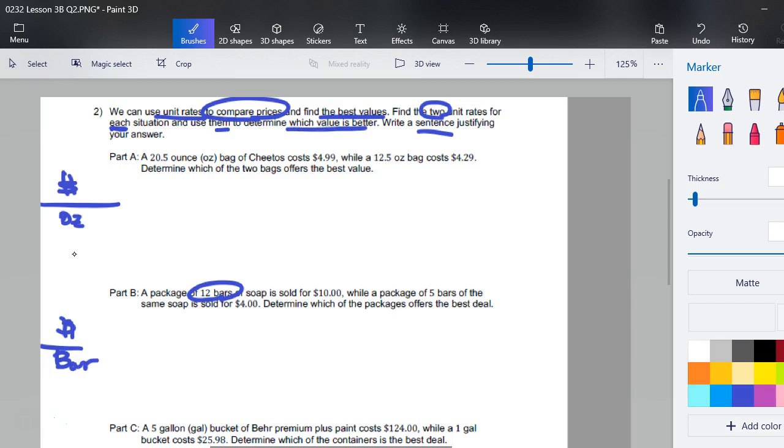If you haven't already stopped to do all 3 parts by yourself first, go ahead and hit pause, do parts A, B, and C, and then come back together. So looking at part A, they want us to compare.